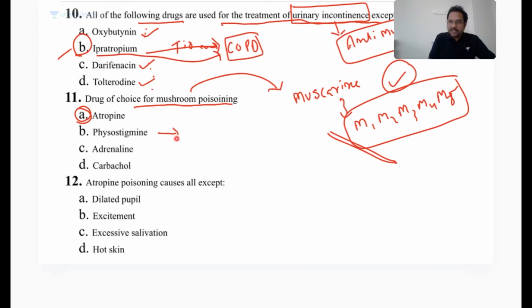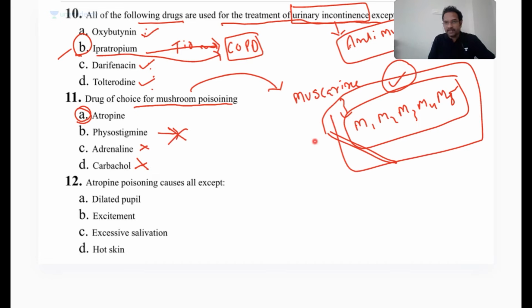Now physostigmine is again a cholinomimetic. This should never be used. Adrenaline is an unrelated drug. It acts on the sympathetic system. Carbachol is again a synthetic derivative of acetylcholine. This should not be used. So the problem comes from hyperactivation of muscarinic receptors, and that can be blocked by a muscarinic blocker, and that is atropine. So option A is the right answer.